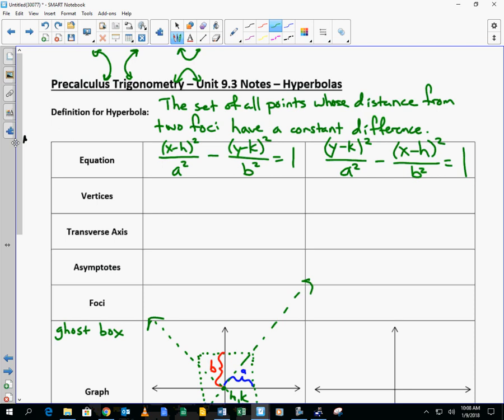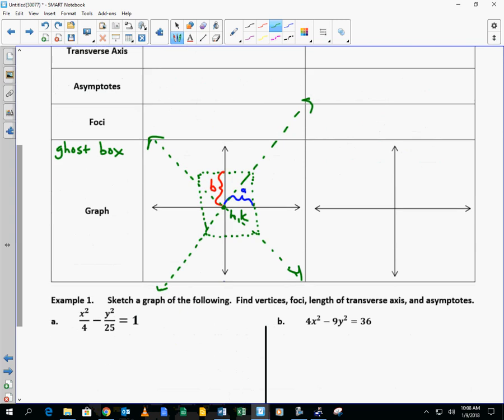If the x is positive, then it opens up sideways like this guy. If the y is positive, it opens up vertically like that guy. So this is going to open up sideways. And so what we can do is, right on the sides of the box are what we call the vertices of the hyperbola. And the hyperbola follows those lines and touches at the vertices. And so you get that shape.